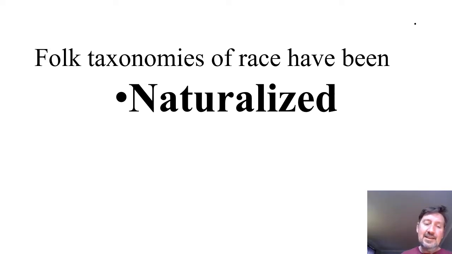And because it is mistakenly seen as natural, the category therefore appears unchangeable and beyond questioning. Whereas in fact, our racial categories that we take for granted today have changed significantly throughout history. Some of the many ways that folk taxonomies of race have become naturalized in the United States include the following things.